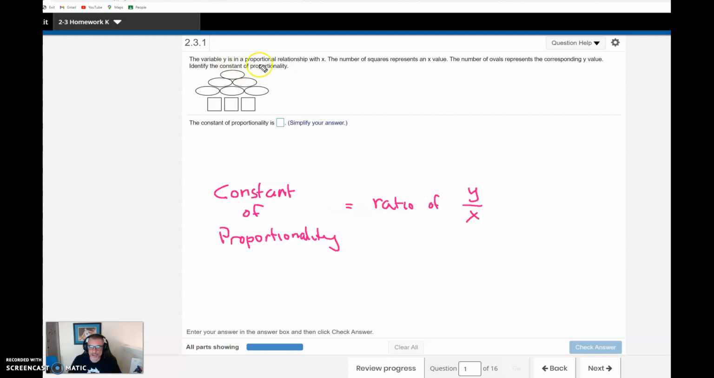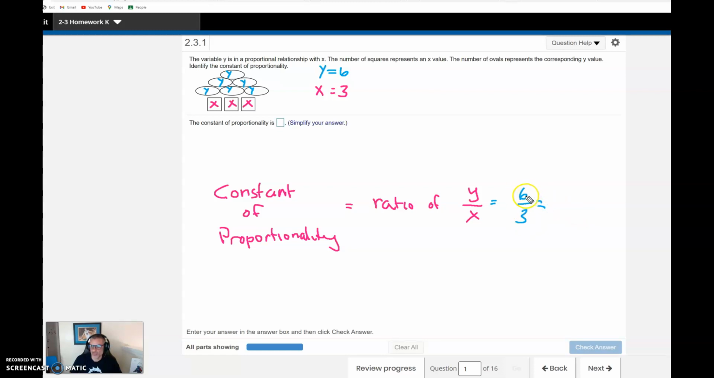It says the variable y is in a proportional relationship with x. The number of squares represent an x value. So these 3 squares right here are my x's, and the number of ovals represent the corresponding y value. So these are all y's, and it says identify the constant of proportionality. Well, let's just figure out how many y's we have. 1, 2, 3, 4, 5, 6. So y is 6. How many x's do we have? 3. We want the ratio of y over x. So I do 6 ovals over 3 squares.